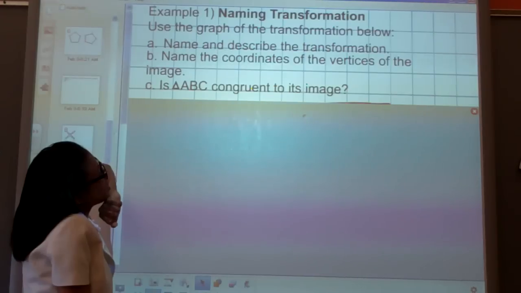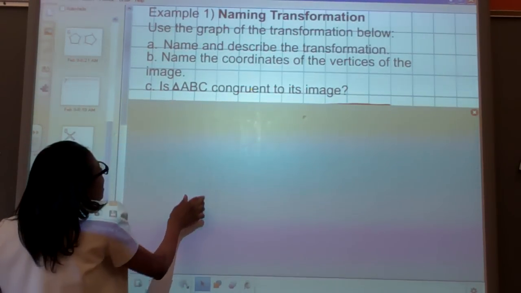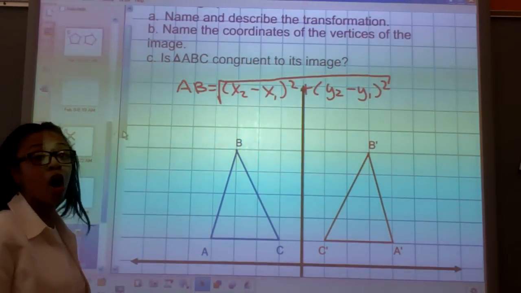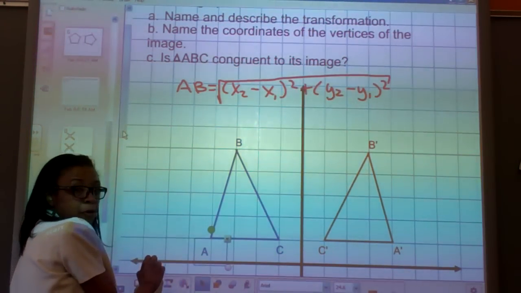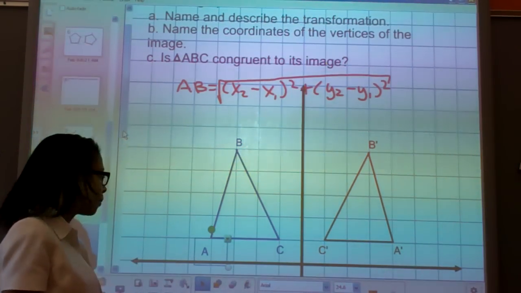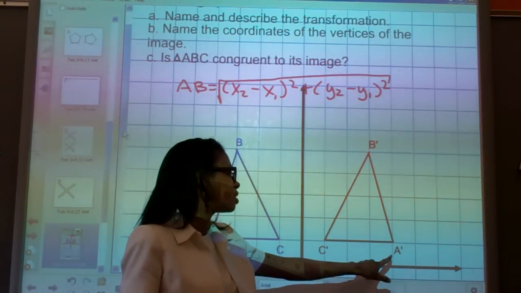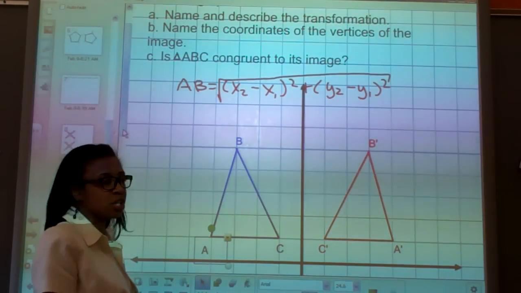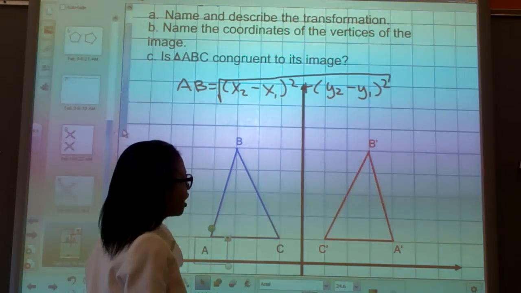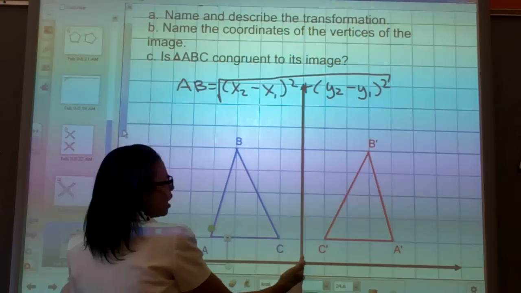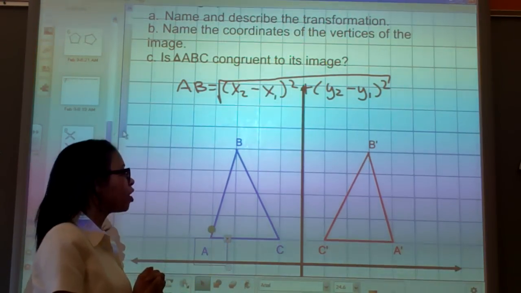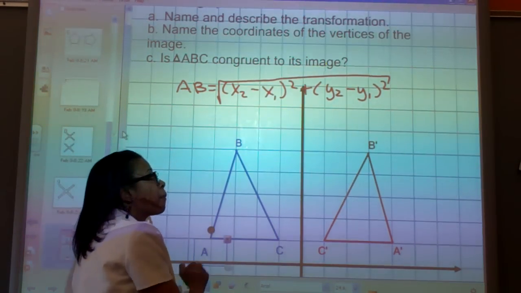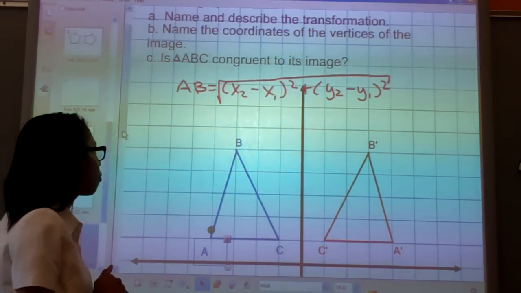Name the coordinates of the vertices. And the question is, is triangle ABC congruent to its image? Okay, so here are the two images. The original, or the pre-image, is ABC, and we know it's the pre-image because there's no prime associated, as it is here. When we look at this, we ask ourselves, what type of transformation is this? Is this a reflection? Is it a translation? Or is it a rotation? Well, to me, it looks like we flipped it, which is called a reflection, over the y-axis. C corresponds to C prime, A corresponds to A prime, and B corresponds to B prime.